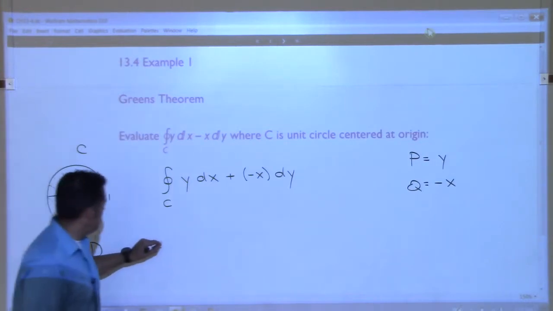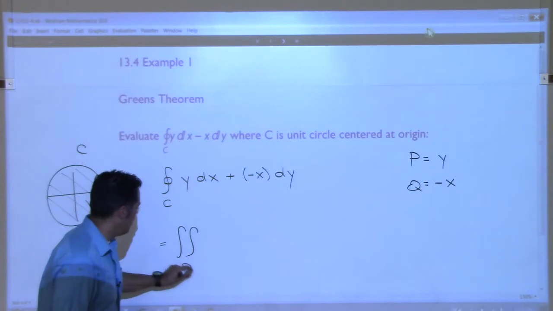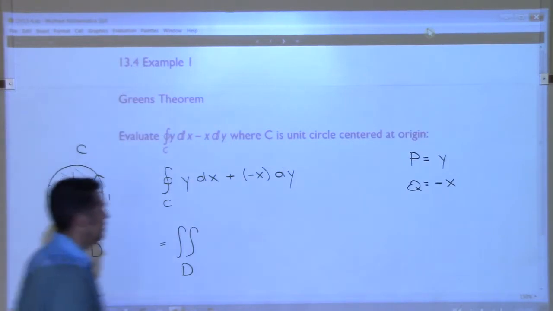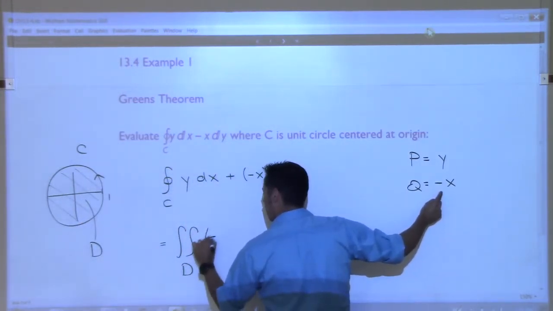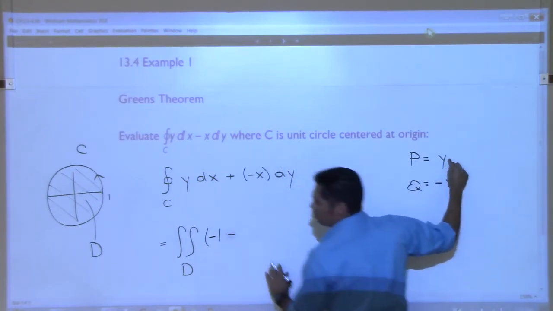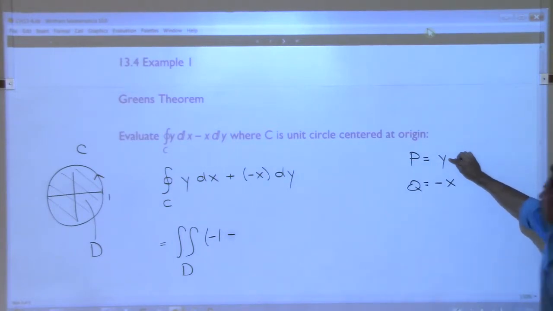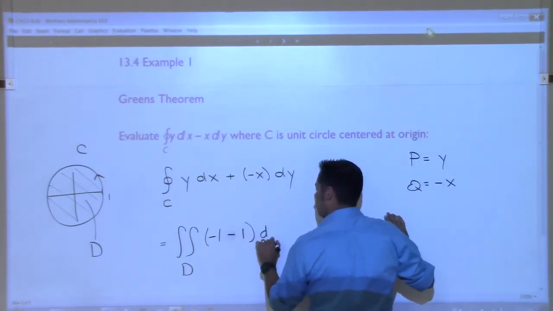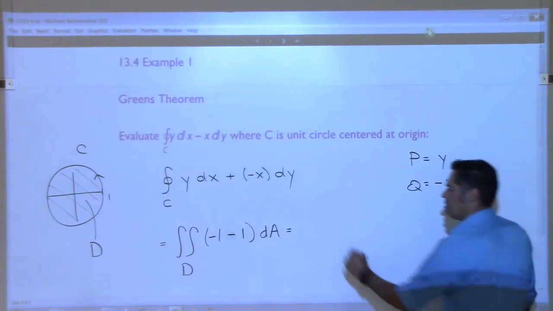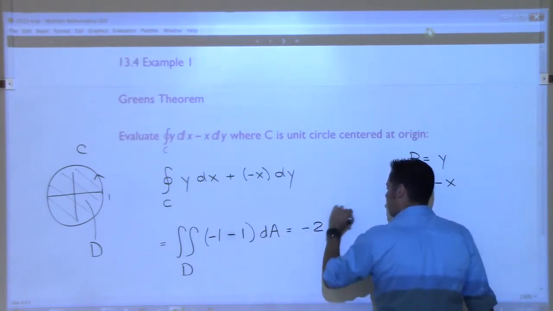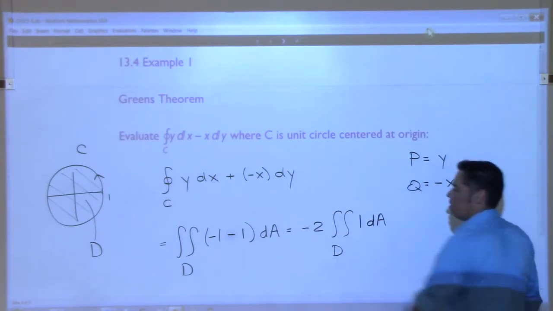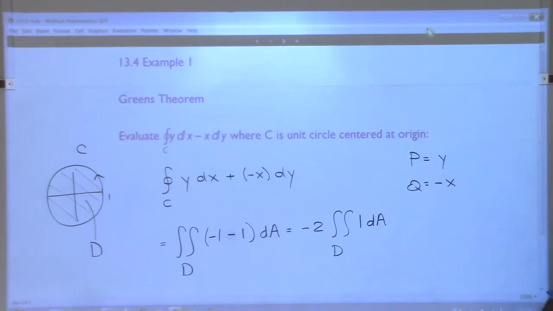What would that double integral be? Double integral over D, right, of this. What's the partial of Q with respect to x? Negative 1, minus the partial of P with respect to y, which is 1. And I'm doing this with respect to area. Now that's just negative 2 in there, isn't it? So this is just negative 2, pull that out, double integral over D of what? 1 dA. Right? And what is this integral?